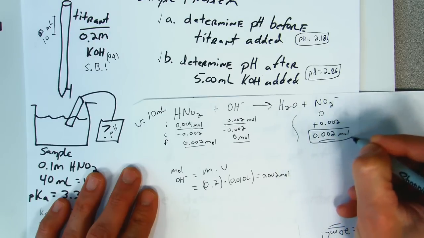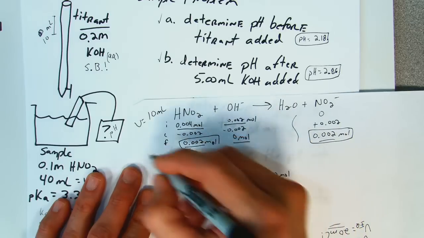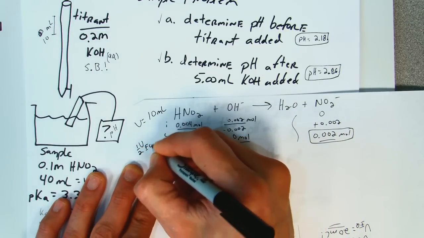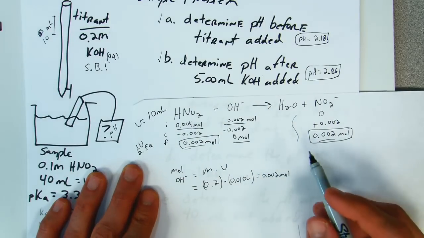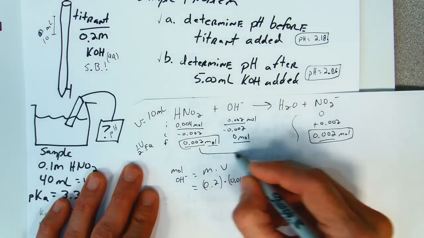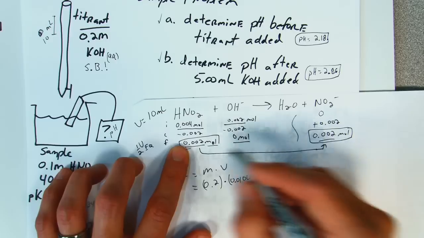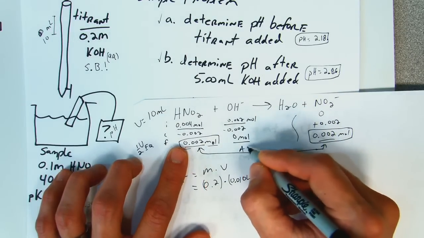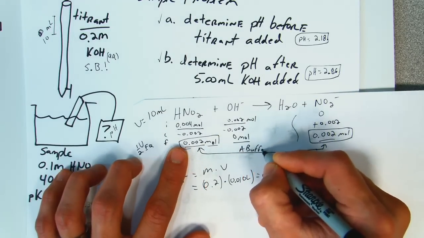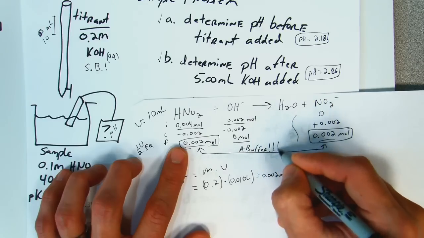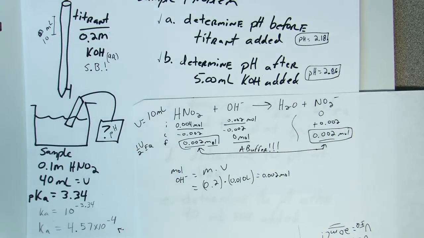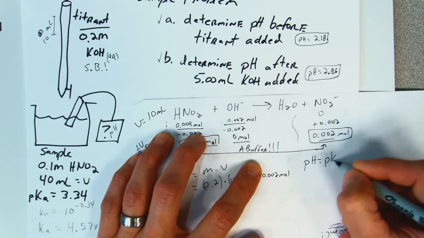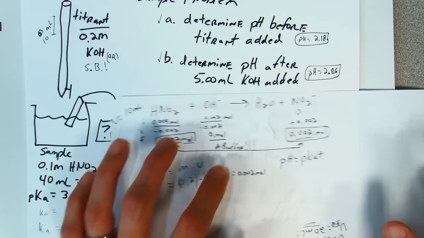So look what we've got here. And remember, this is 1/2 the equivalence volume is what we're working this calculation for. We've got 0.002 moles of our acid left, and we've also made 0.002 moles of our base. Because we have a mixture of both the acid and the base simultaneously in solution, we've got a buffer. And whenever we have a buffer, we know that we can use that friendly Henderson-Hasselbalch, can't we?